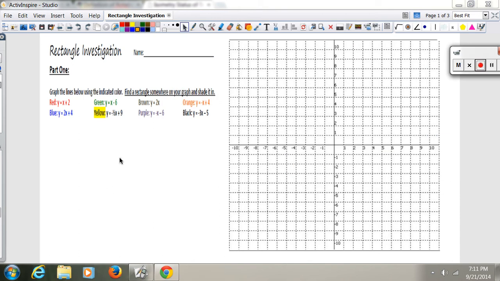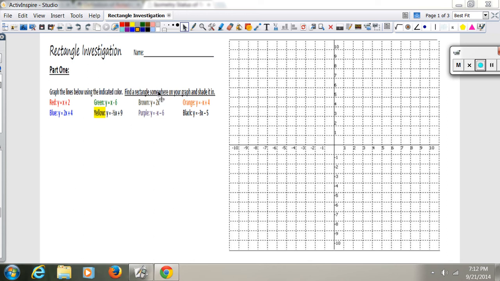Hey guys, this is a little help for your rectangle investigation worksheet. We are going to graph these 8 lines in the indicated color. If I was you, I would do them in pencil first and then go over them with a crayon or a marker in that color. I'd use a crayon because the marker might bleed through your paper and then you won't be able to see the backside very well.